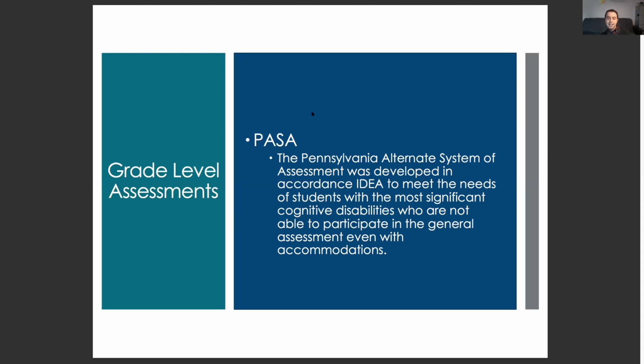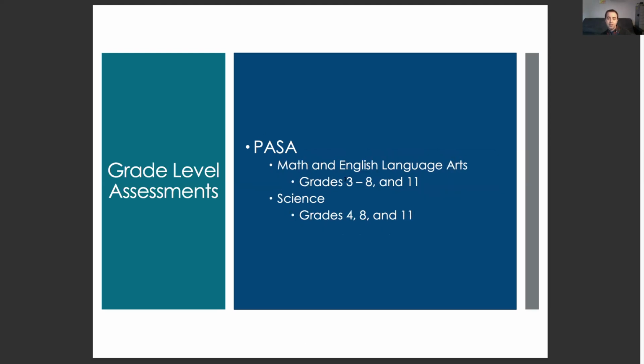The PASA is the Pennsylvania Alternate System of Assessment, and it was developed in accordance with IDEA to meet the needs of students that have the most significant cognitive disabilities who are not able to participate in the general assessment, even with accommodations in place. The PASA is administered in grades 3 through 8 and 11. And when we talk about science, those are going to be in grades 4, 8, and 11. So math and English language arts, 3 through 8, also 11. Science, grades 4, 8, and 11. And that's all for the PASA.